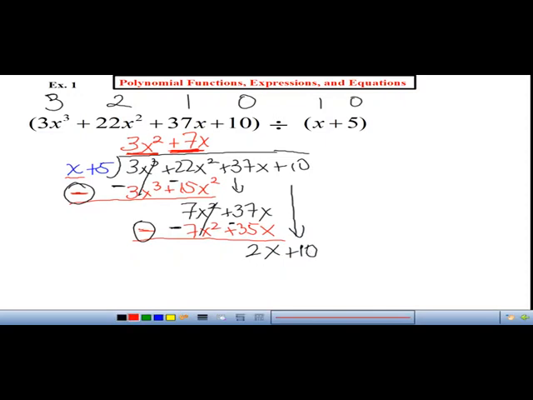All right. So we did the same process, but now we're left with this. This is our new what? Our new dividend. So what do we do again? We do the process one more time right here. What number times x gives us 2x? Positive 2. So 2 times x, that's 2x. 2 times 5, that's positive 10.